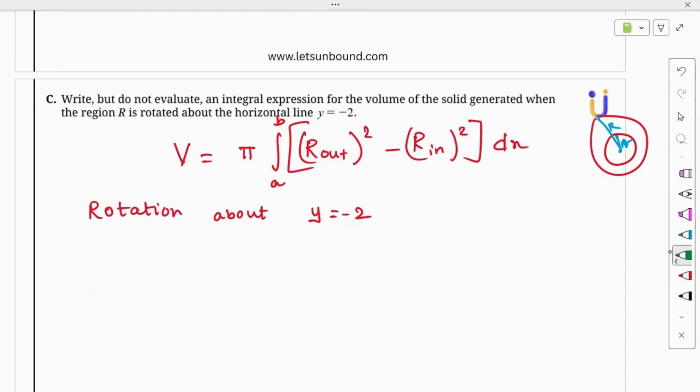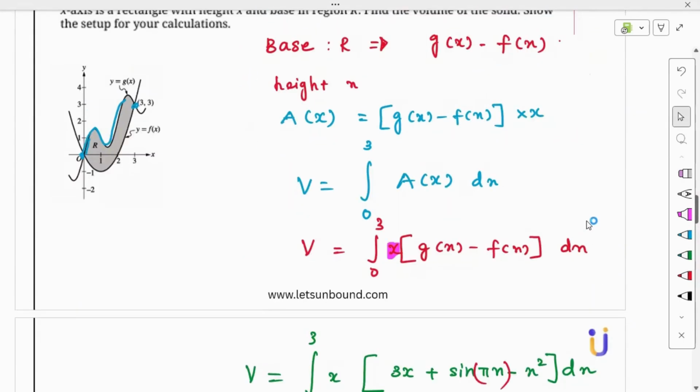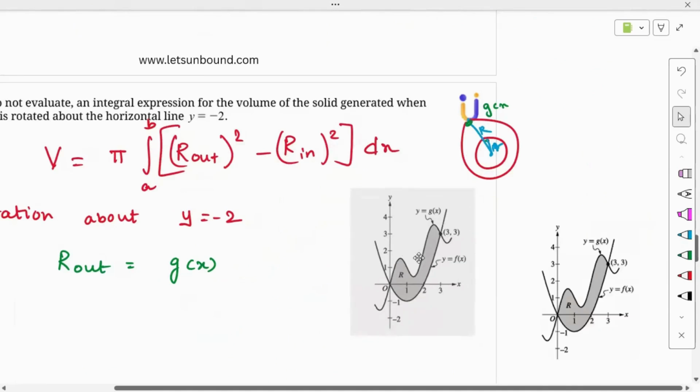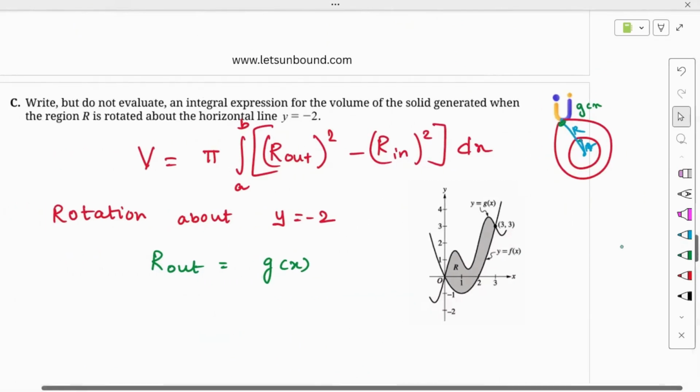Right. So what is my inside function, outside function? R out will be g of x. So this is your g of x, and inside it is f of x; we can take this as an example. This is the radius of g of x from the line y equals -2. We're going to rotate it, and the solid will be formed.